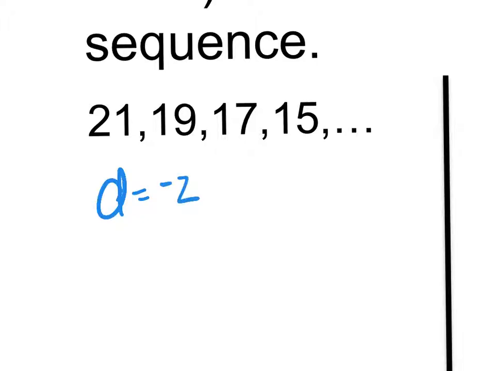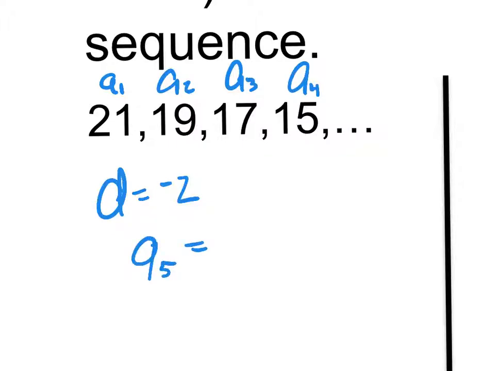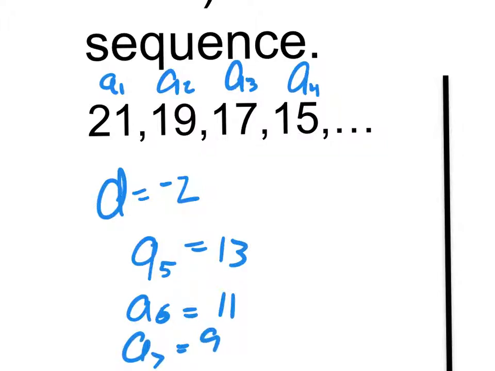So if you want to find the next 3 terms, just for fun, let's label these. This is a sub 1 because that's your first term. A sub 2 is your second term. A sub 3 is your third term. A sub 4 is your fourth term. This is just notation. So if you wanted your a sub 5 term, what would it be if the common difference is subtracting 2? That would be 13. And how about a sub 6? 11. And how about a sub 7? That'd be 9. There you go.